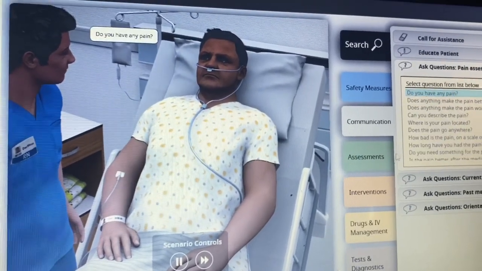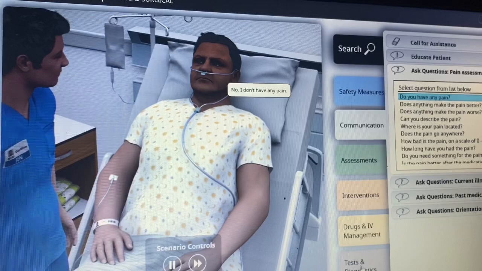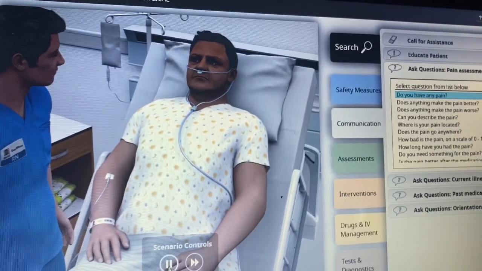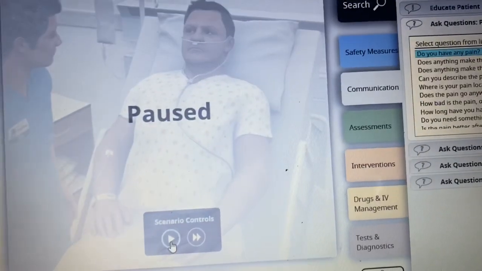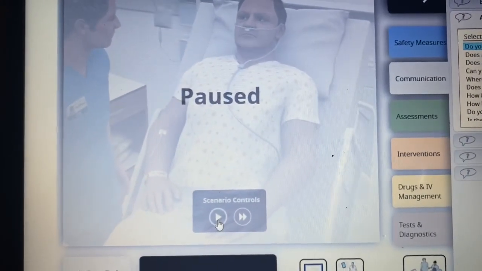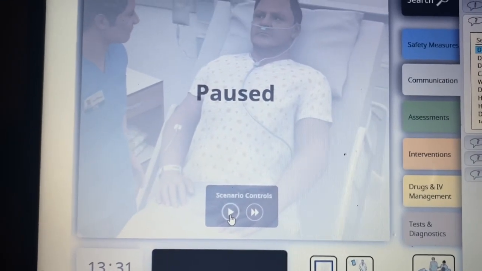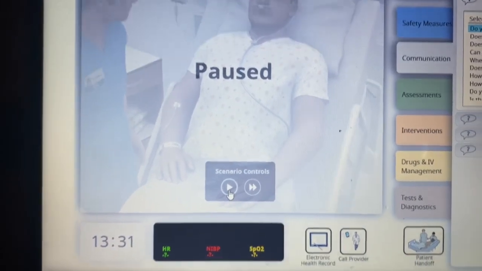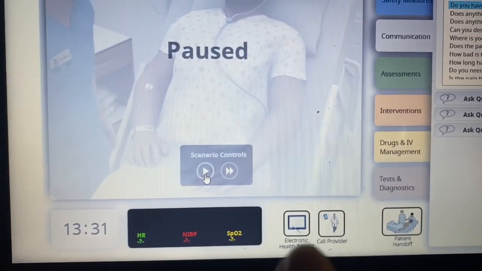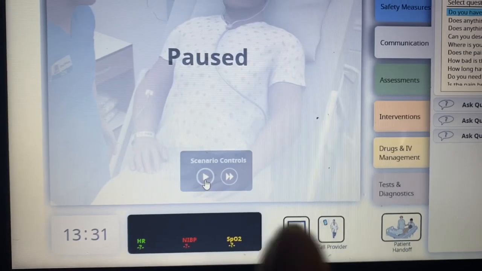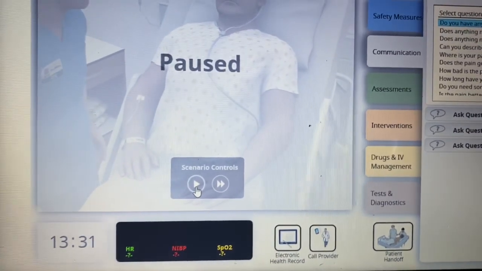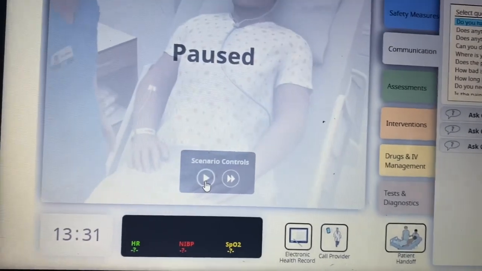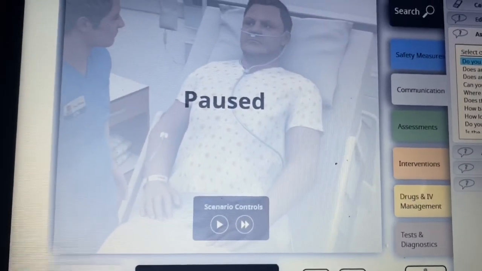Do you have any pain? No, I don't have any pain. Normally, I will pause for a minute just to check what the provider wants in order. I normally check the electronic health record at the beginning of the scenario, so that I can check the doctor's orders. So next, what was next on the list of doctor's orders?